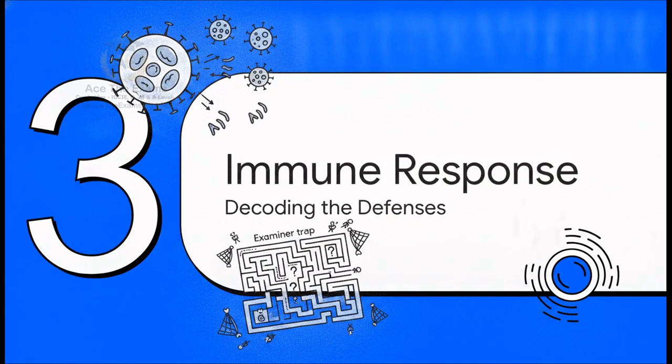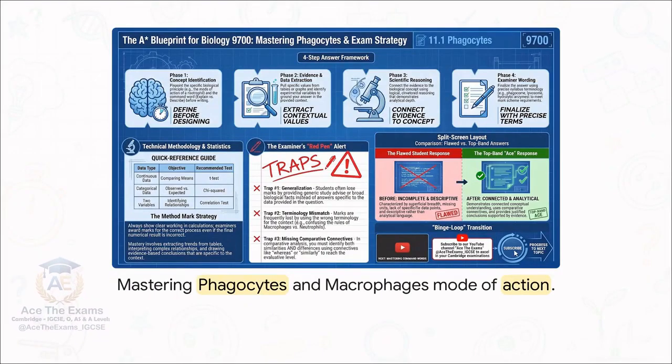Section 3, Decoding the Immune Response. Let's shift our micro-lens to your frontline defenders and see exactly how examiner traps catch students off guard in this high-stakes topic. So when describing the mode of action for phagocytes, marks are so frequently lost just through simple terminology mismatches. Check out those red pennants right in the center of the slide.